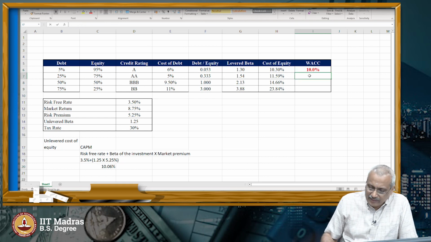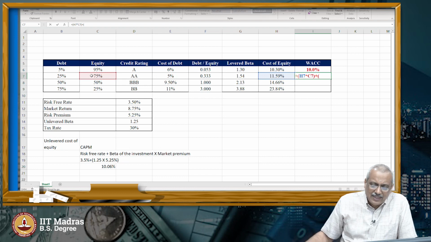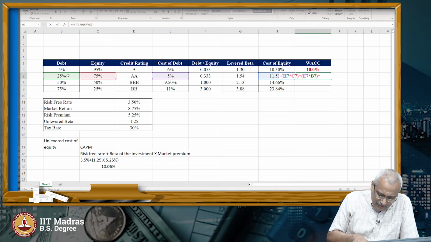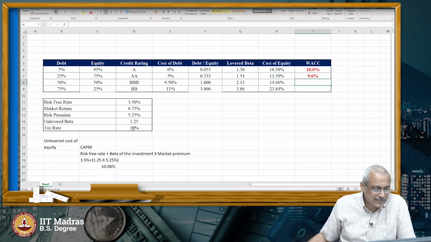I am going to redo it here. Cost of equity into percentage of equity, plus cost of debt into percentage of debt in this particular case, into 1 minus my tax rate, 30% in this particular case, the tax advantage. I will see this.